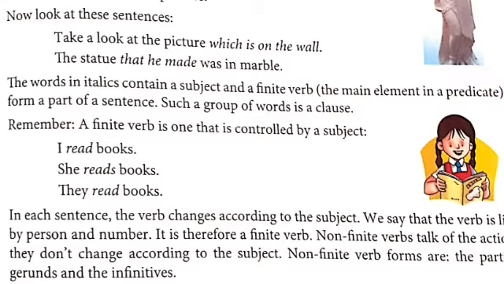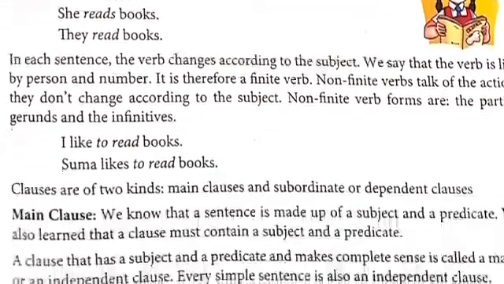Now, a non-finite verb talks of the action and does not change according to the subject. Non-finite verb forms are the participle, gerund and the infinitives. For example, I like to read books. Suma likes to read books.